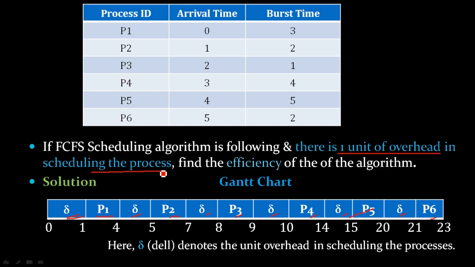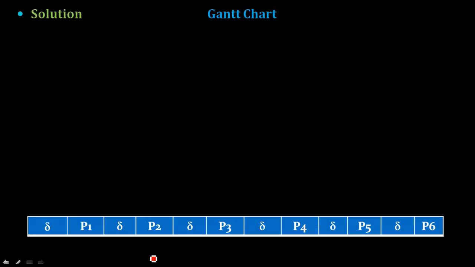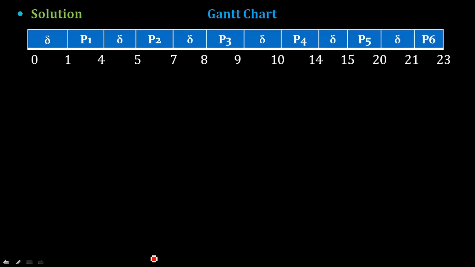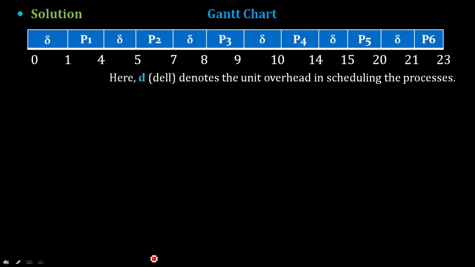Now we have to find out the efficiency of this algorithm. We have prepared this Gantt chart. We have added 1 second before each process is scheduled, and that 1 second is denoted by the del symbol. Now moving further, let us understand how the calculations will take place.